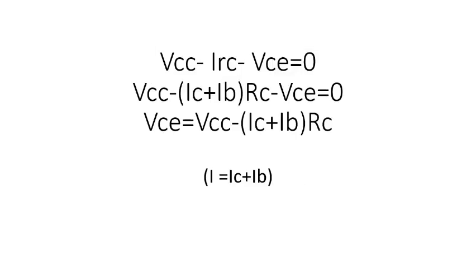To get collector to emitter voltage, we will apply Kirchhoff's voltage law in the output loop. We get VCC minus IC RC minus VCE is equal to 0. Since I total is equal to IC plus IB, we get VCC minus IC plus IB into RC minus VCE is equal to 0. Therefore, VCE is equal to VCC minus IC plus IB into RC.